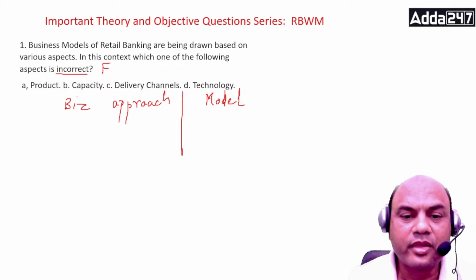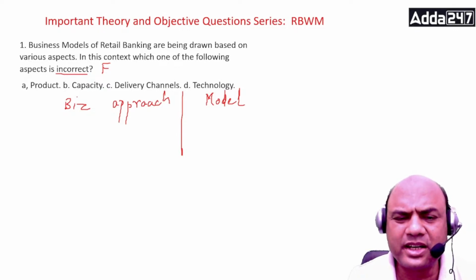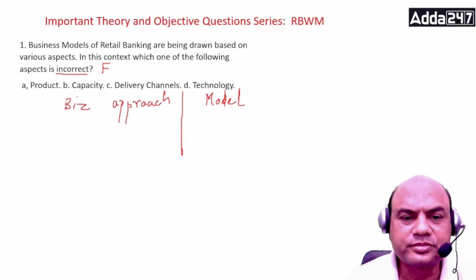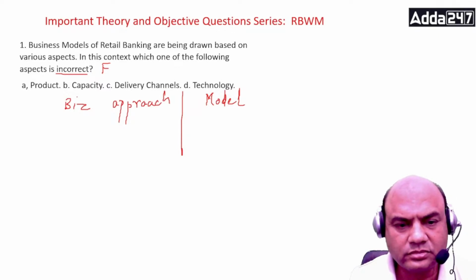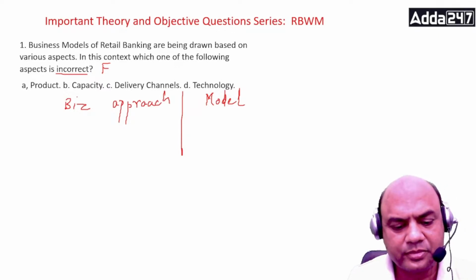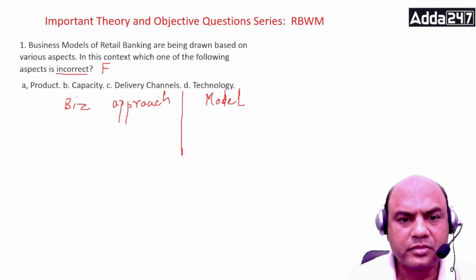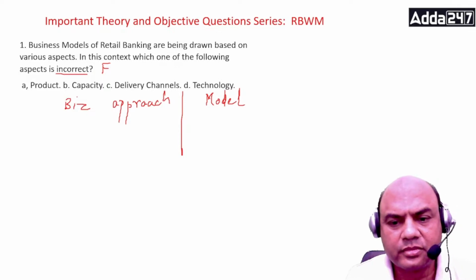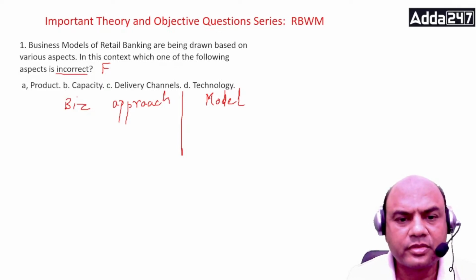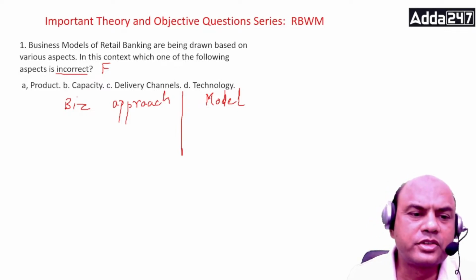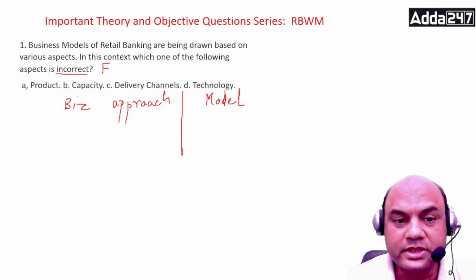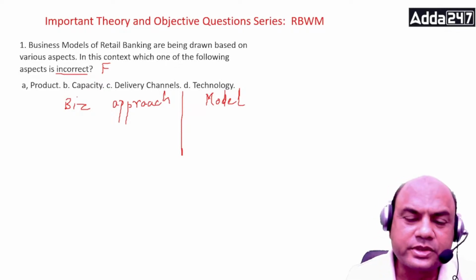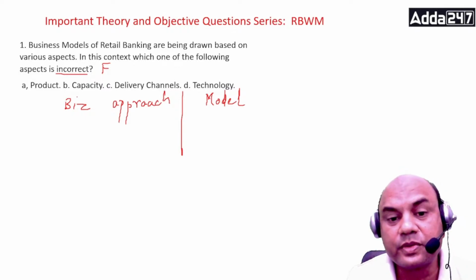Think over it. I'll give you half a minute. Everyone think over it. What do you think? Should it be product, capacity, delivery channel, or technology? Everything is confusing. We feel all are correct. So which one is wrong?